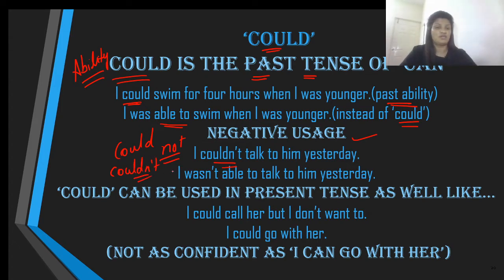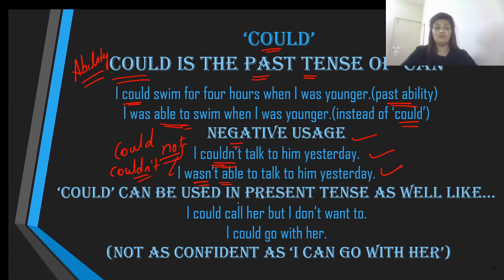I couldn't talk to him yesterday. I wasn't able to talk to him yesterday. Just like I told you here, you can replace could not with was not able to as well. Both mean the same, referring to the past tense in negative forms.